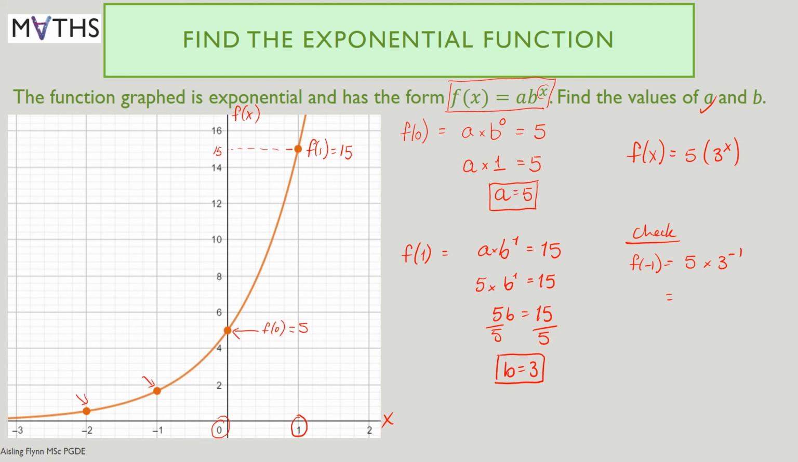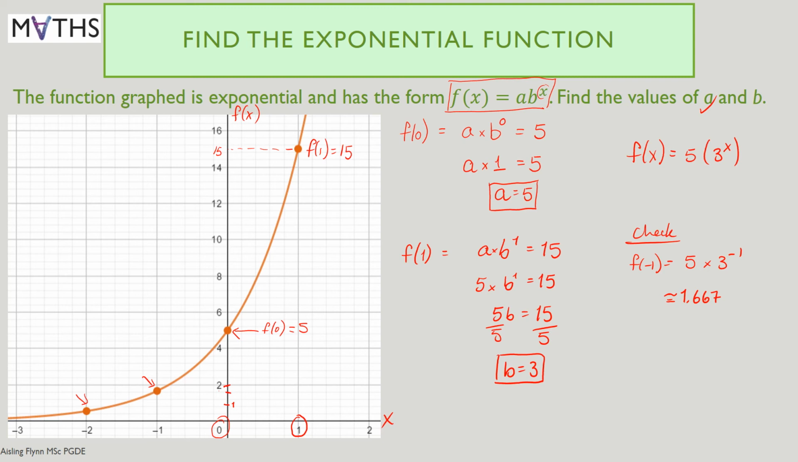Or it's 5 divided by 3, and it's 1.66 recurring, so 1.667, I'll just round it off. And does that look right? There's 2, there's 1, there's 2, so it's 1 and 2/3, so yeah, it's about right.